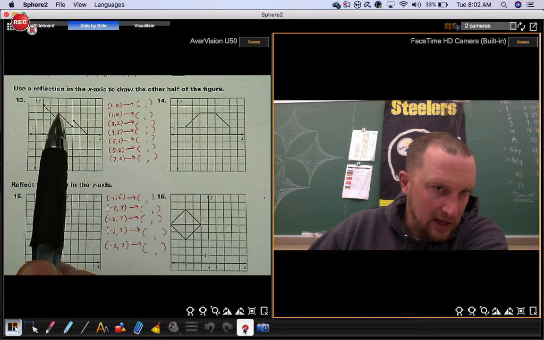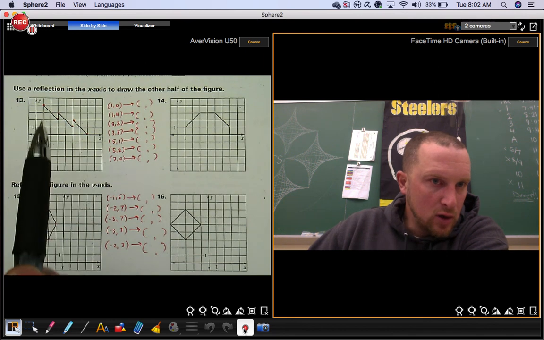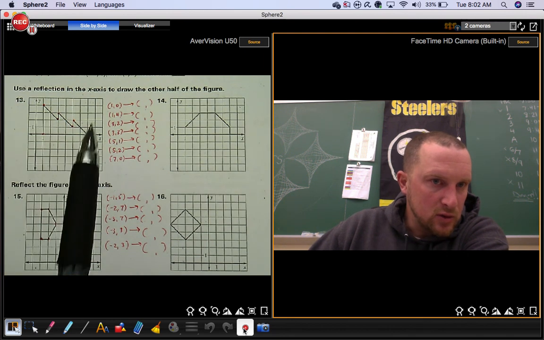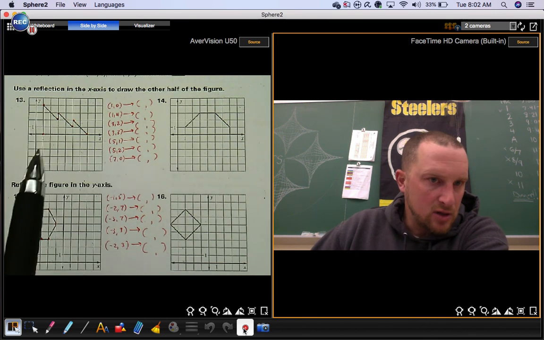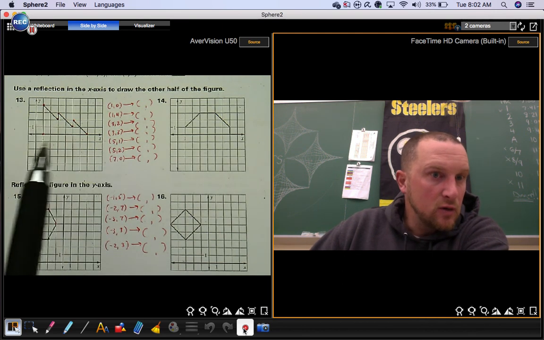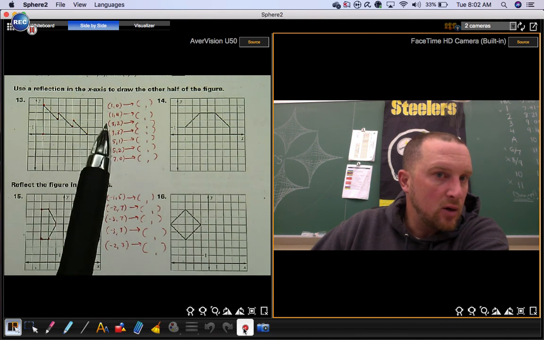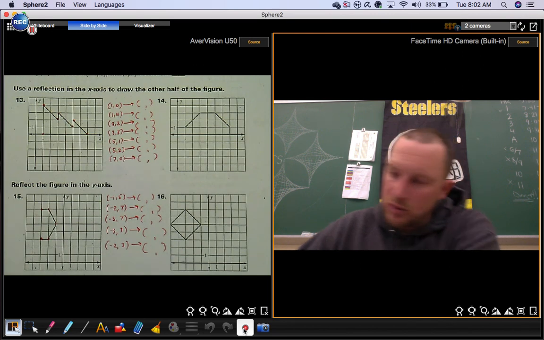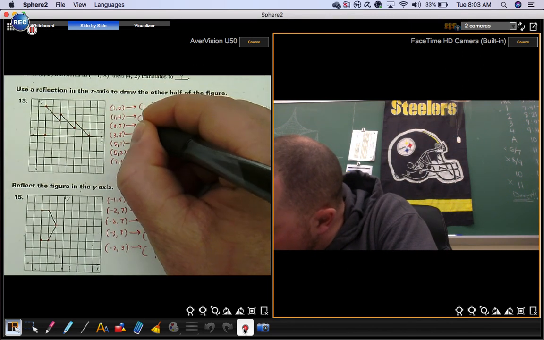This one kind of looks like half of a Christmas tree that fell down. You know where all of these vertices are, so I took some time and I already wrote them. Now here's how reflections go in the x-axis. If you want to reflect this guy over to here, what you're doing is you're keeping all of these x values. So I'll do that first. Whatever your x value is, keep it.